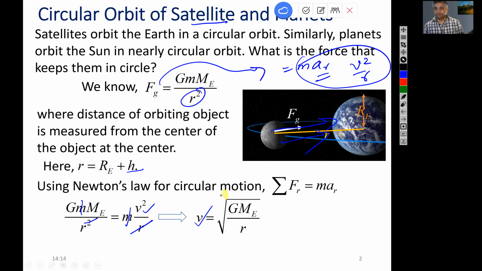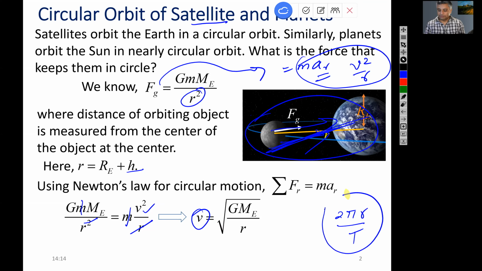And this v is the speed around this orbit. Since we know the radius of the orbit, we can write the distance as the circumference, 2 pi r, over time as well. So by doing that, we can find the time, okay? That's where another one, Kepler's law, comes in, okay?